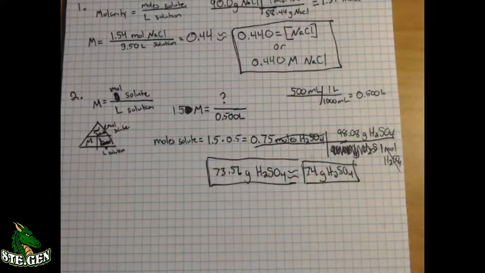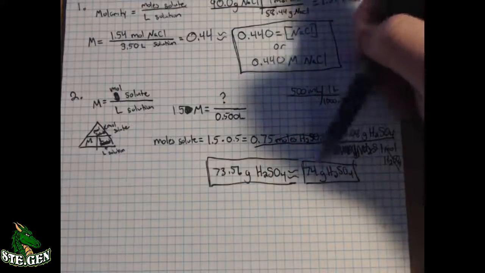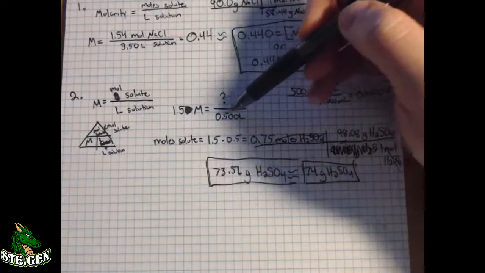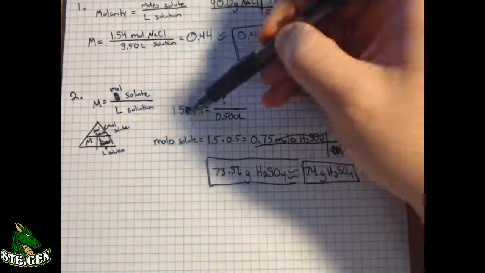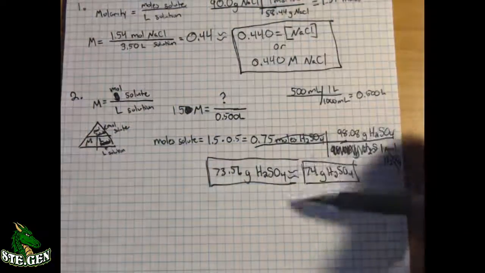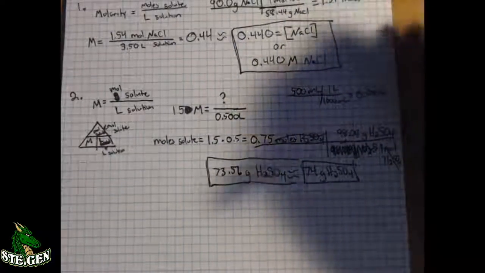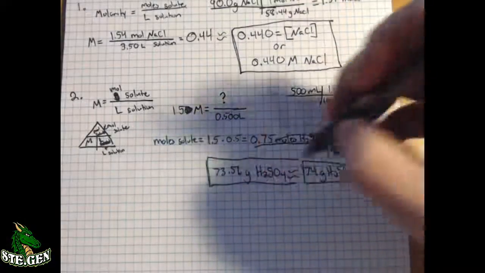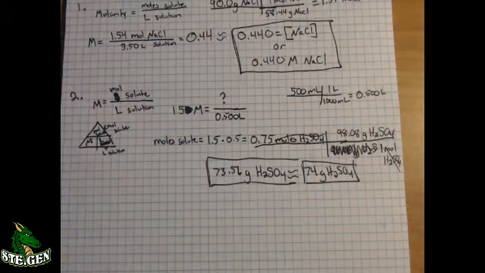Okay, so what this is saying is this is how many grams you have if you have 500 milliliters or 0.5 liters of a 1.5 molar solution of sulfuric acid. That solution contains approximately 74 grams of H2SO4. Technically a little bit less, but sig figs tell us it would be 74 grams of sulfuric acid.